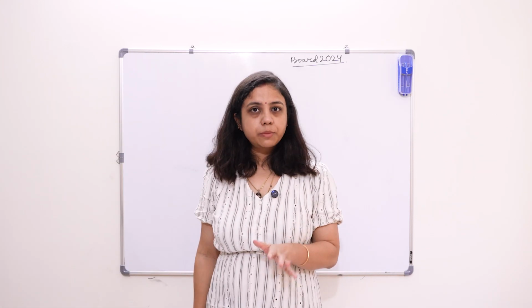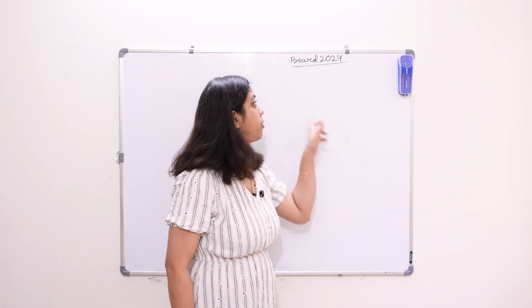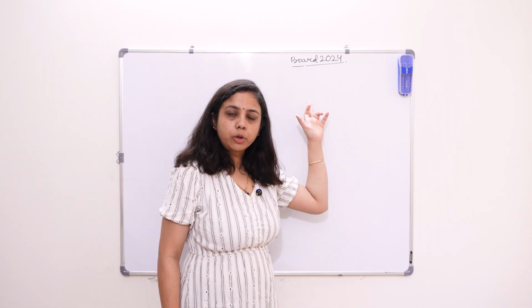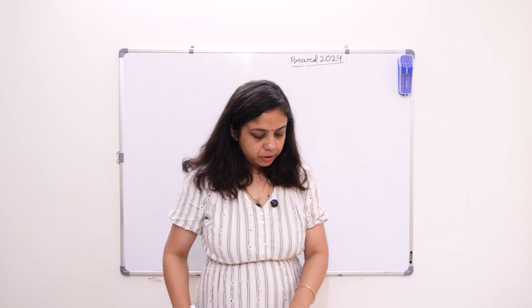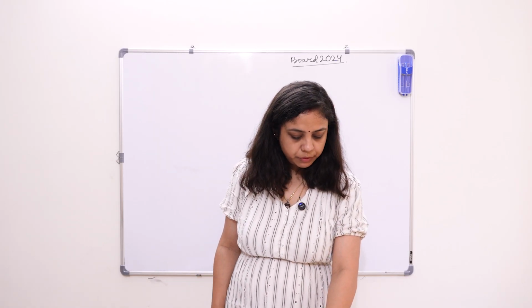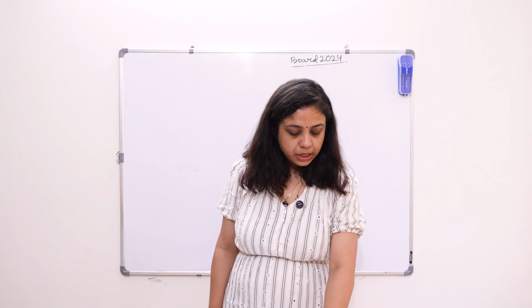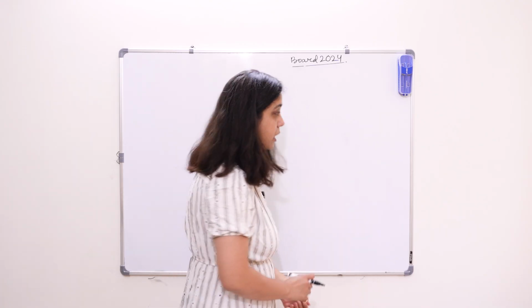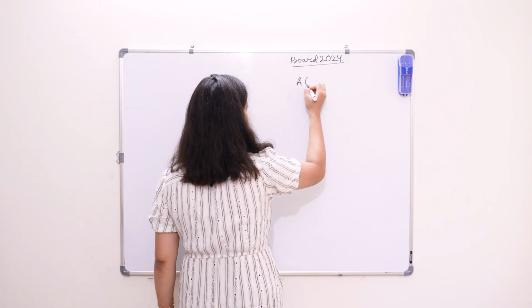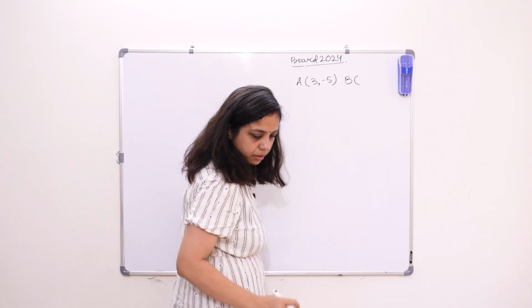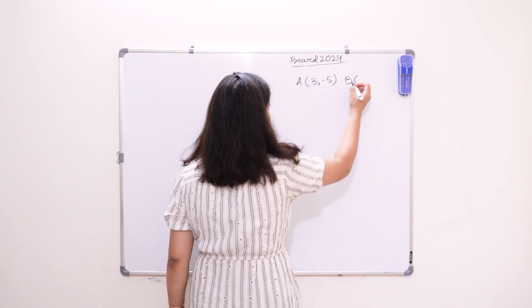All right. So the next question that we are going to pick up is also from board 2024. So we will start with the question. The question is, if the distance between the points 3 comma minus 5 and x comma minus 5 is 15, then the values of x are. So let's first understand what are the 2 points. The A point is 3 comma minus 5 and the B point is x comma minus 5.